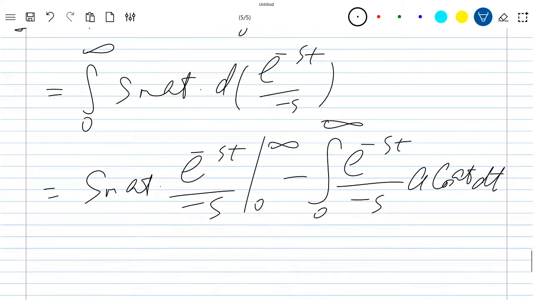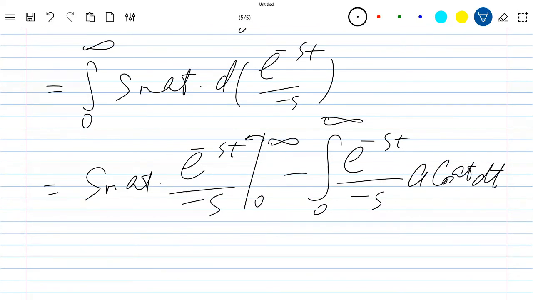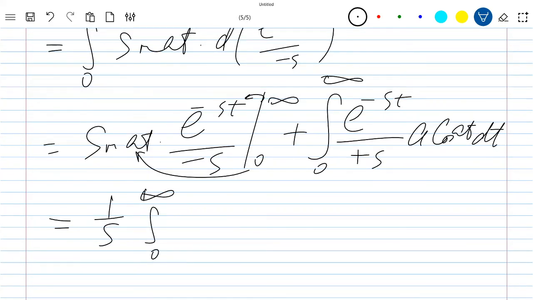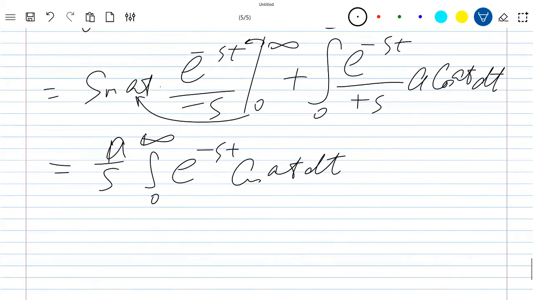Right, same story again, because you can plug in infinity, you get 0, plug in 0, you get 0, and this cancels. You have 1 over s, then factor out. We also have a there, so a is also outside, and then e to negative st cosine at. So you can write this as a over s times L of cosine at.